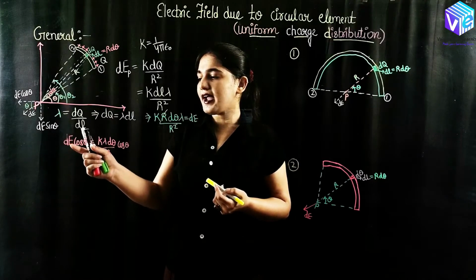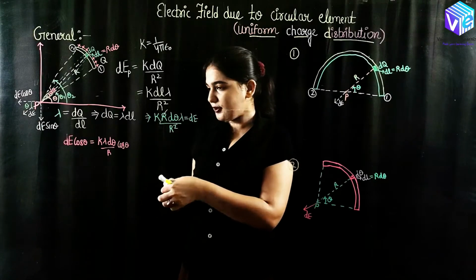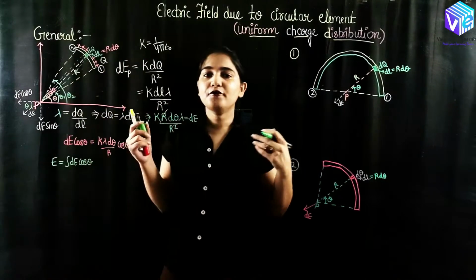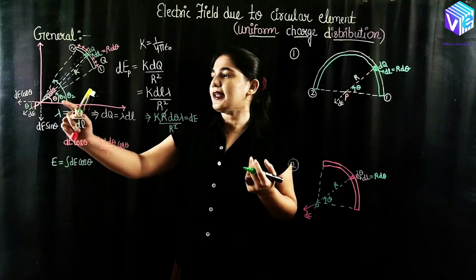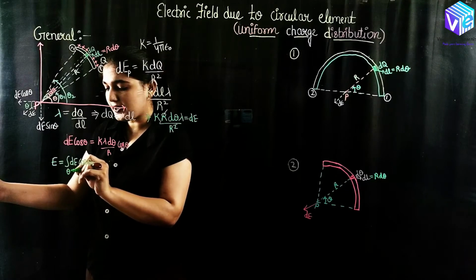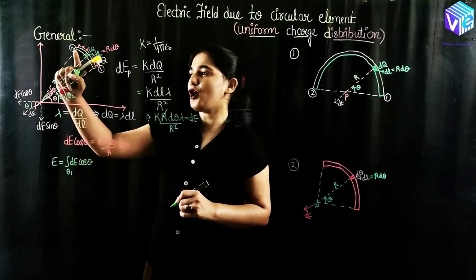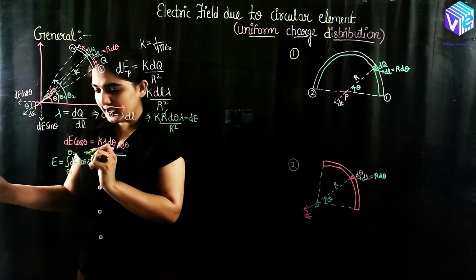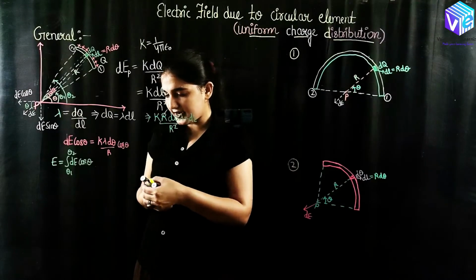Okay, so now we have to find out the E. E will be the integration of dE cos theta. So here, from where will I integrate it? From the point 1 to the point 2, and let's suppose the point 1 is making the angle theta 1. So here the lower limit will be theta 1. What is the upper limit? The upper limit will be theta 2. This point 2 is making theta 2 angle with this axis. So here I will be taking the upper limit to be theta 2. So here what I have to do? I have to just integrate this thing.